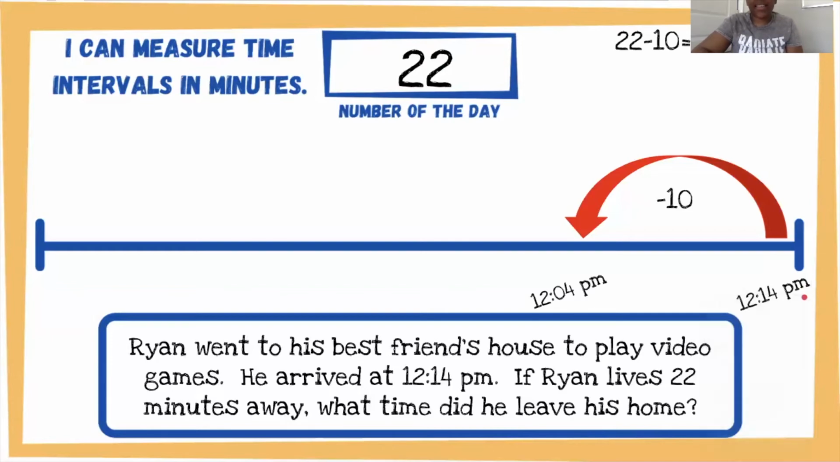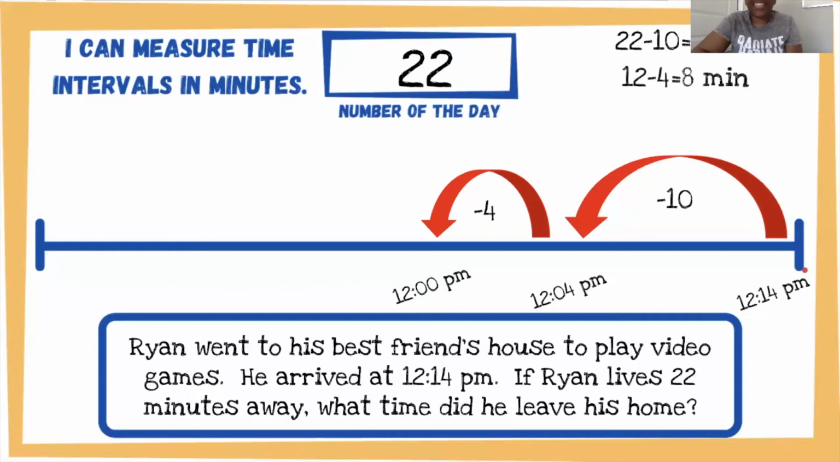I think that the interval that I would use to go back is 4. Do you know why I went back 4 minutes? That's right, because going back 4 minutes puts me at 12 o'clock. So if I had 12 more minutes to go back and I went back 4, how many more minutes do I need to go back in time? You got it. 12 minus 4 equals 8.